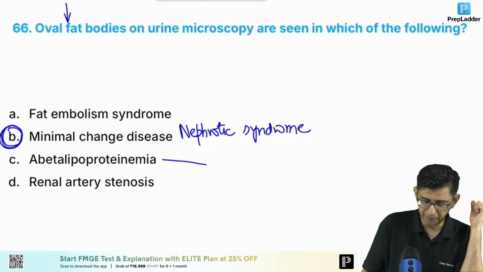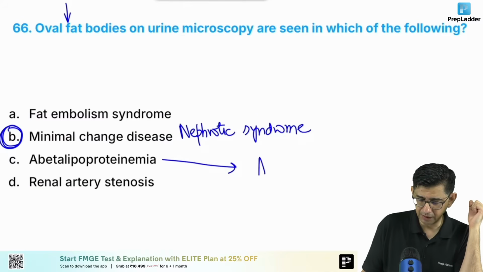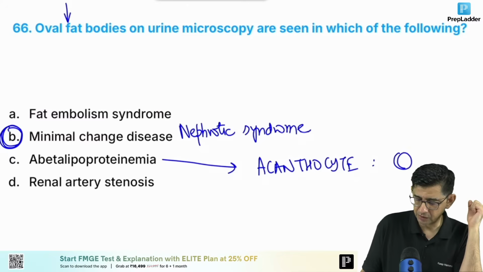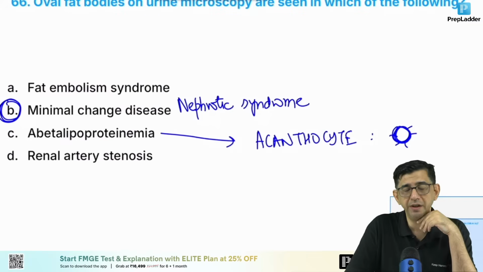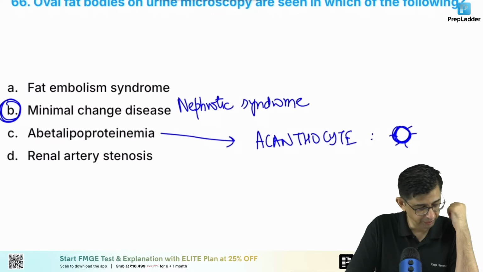Okay, one pathology finding I can add is RBCs having spikes on their surface. If the spikes on the surface are asymmetrically present, these RBCs are called acanthocytes. Acanthocytes are seen in patients of abetalipoproteinemia.